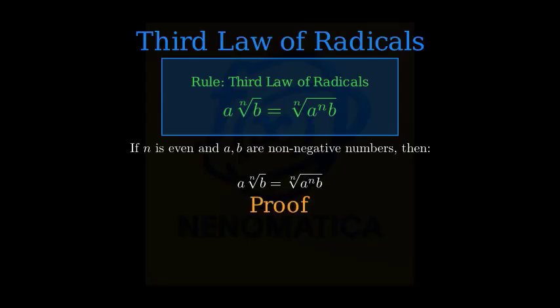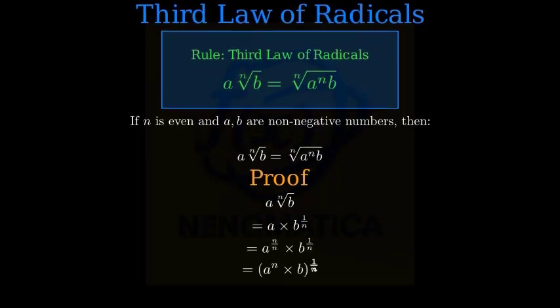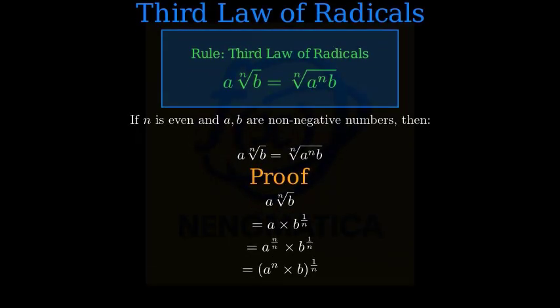We start with the left side of our equation, a times the nth root of b. First, we can rewrite the nth root of b as b to the power of 1 over n, an alternate form. Next, we can apply the law of exponents to rewrite a as a to the power of n over n. Now, we can use the power property to combine these expressions. This gives us a to the power of n times b, all to the power of 1 over n.